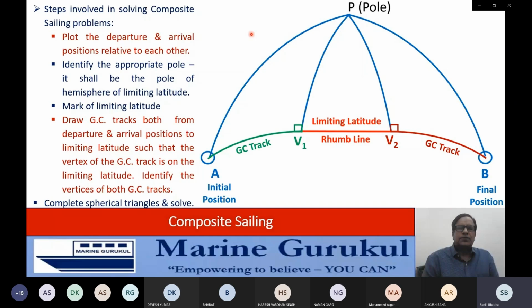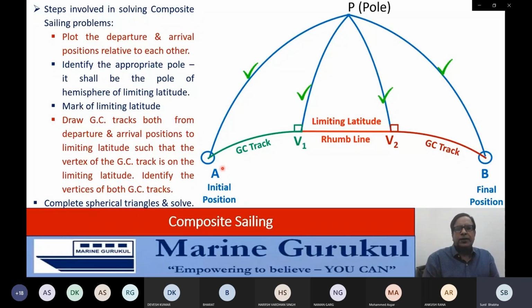Now let us first mark the parts which we can figure out from the information that may be contained in the question. Now this is the colat of A. I'm sure all of us can calculate it knowing the latitude of A. Likewise, this would be the colat of B. Then this will be the colat of V1. Now, since you know that V1 lies in the limiting latitude, so you know the latitude of V1 and V2, and hence you can calculate PV1 and also PV2.